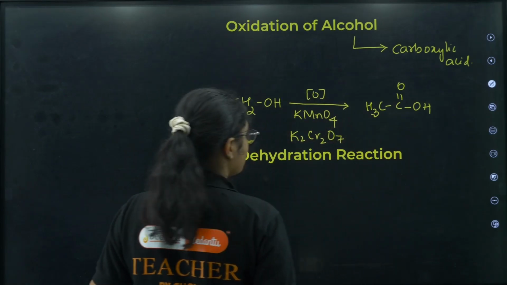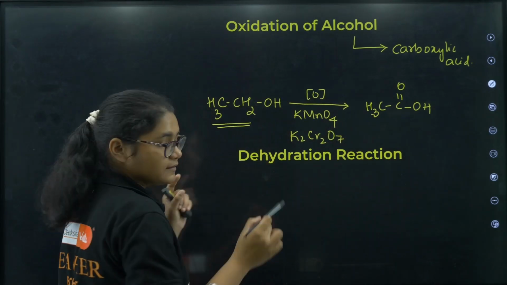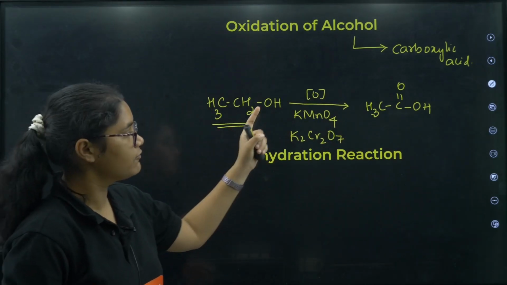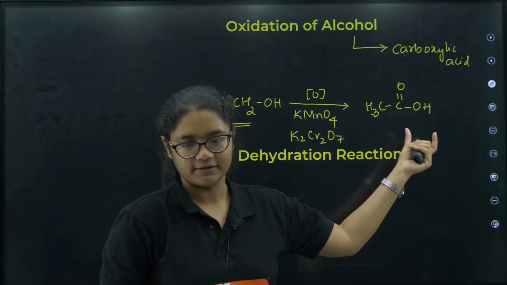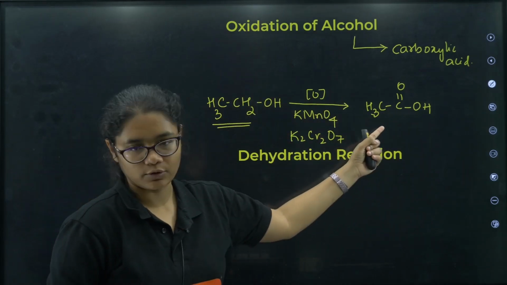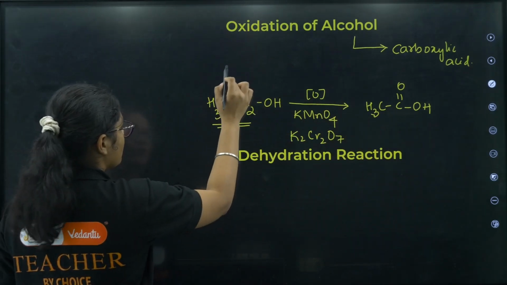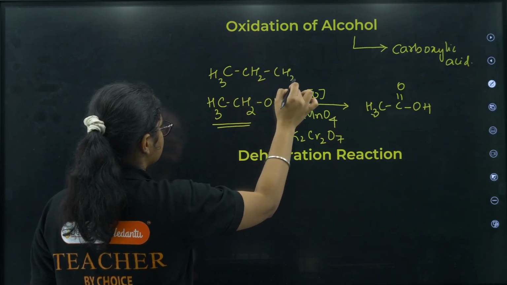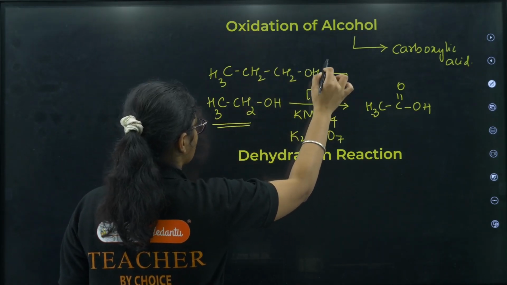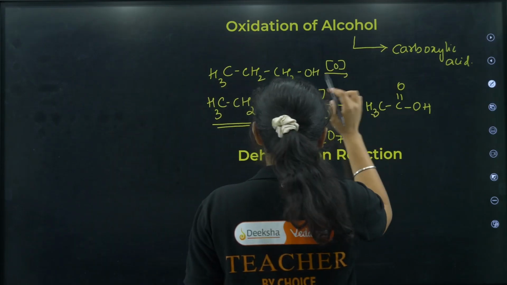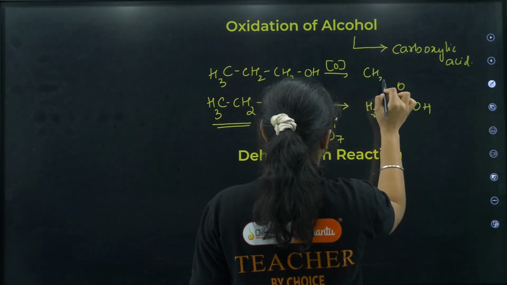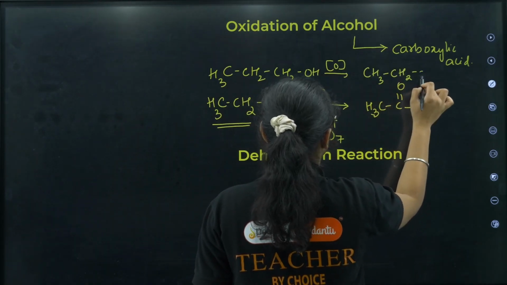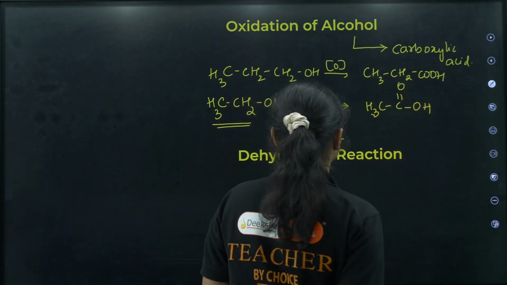Always remember, the number of carbons in the alcohol is the same as the number of carbons in the acid you get. Suppose ethanol is there, you will get ethanoic acid. For example, if you take propanol, that is CH3CH2CH2OH, and it undergoes oxidation, you will get 3 carbons, that is CH3CH2COOH, propanoic acid.